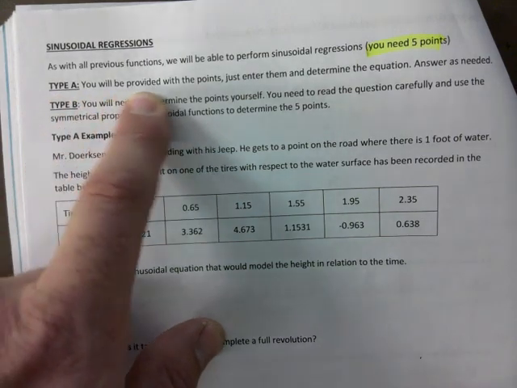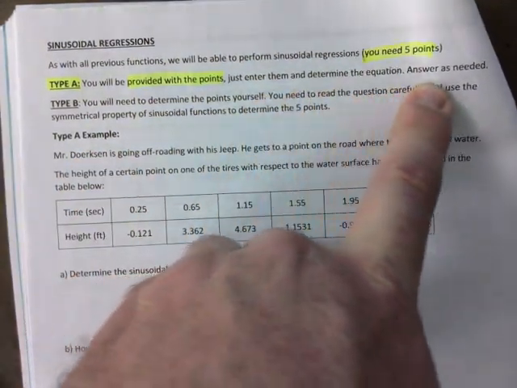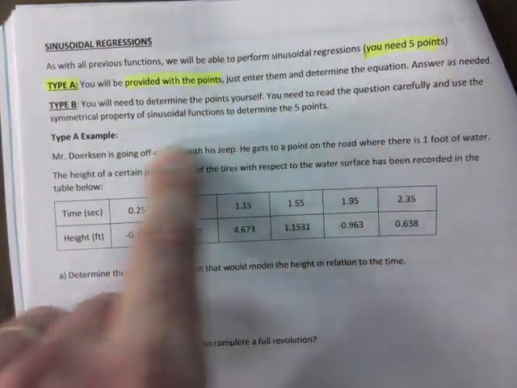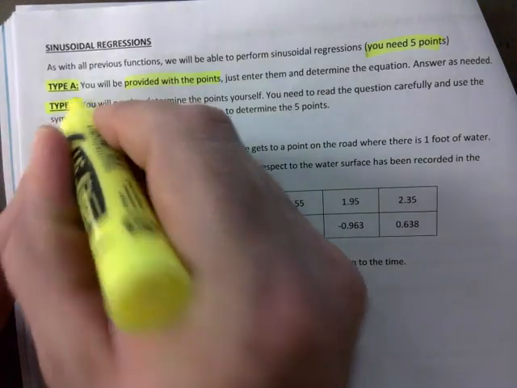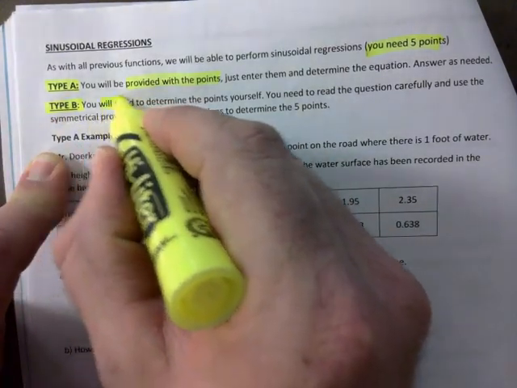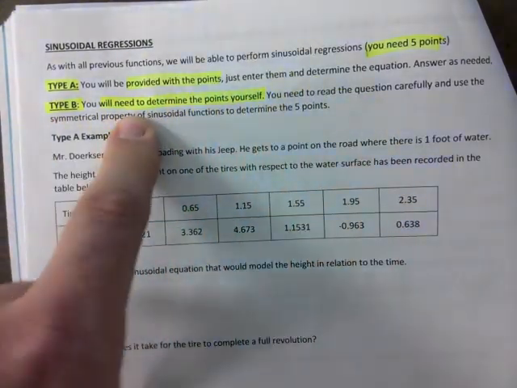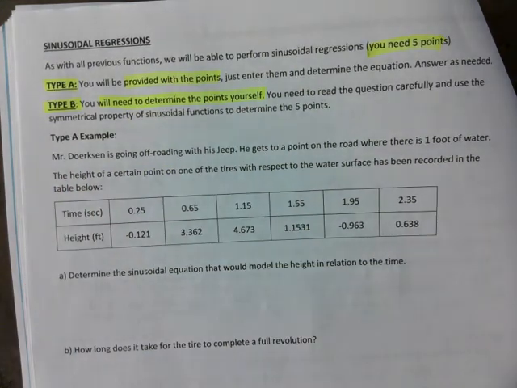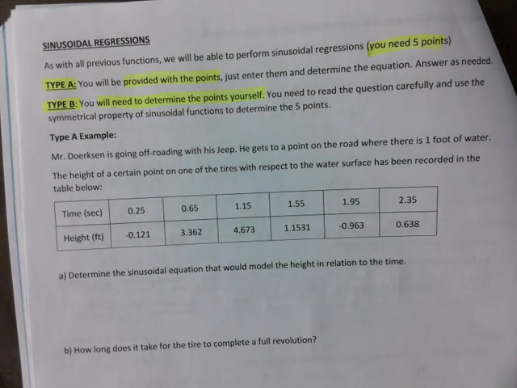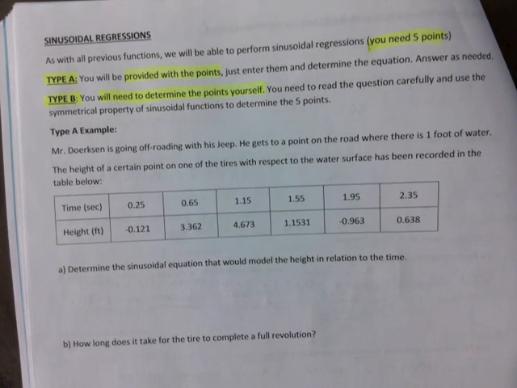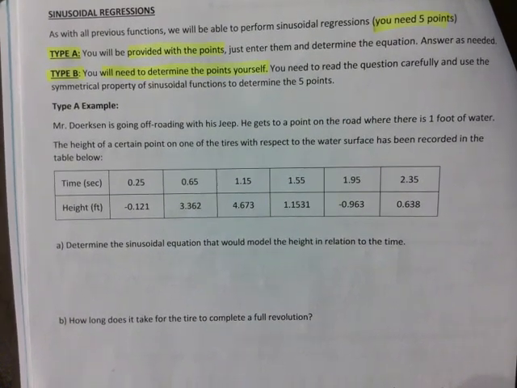Type A, you will be provided with points, right? So that's what we're going to do today. Provided with points. Just enter, determine the equation, answer as needed. Type B, you will need to determine the points yourself. So starting tomorrow, I'm going to focus on that. Okay? Starting tomorrow, I will focus on that.